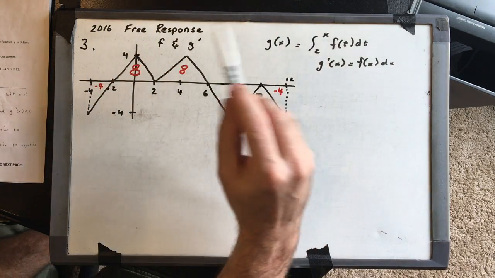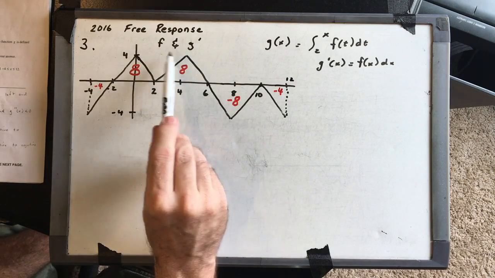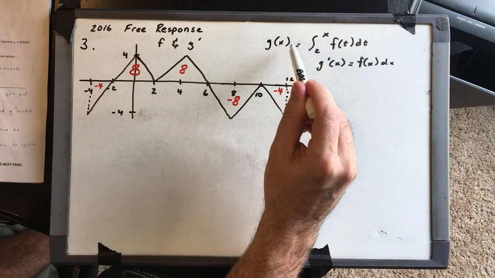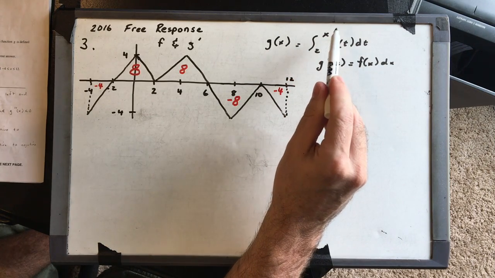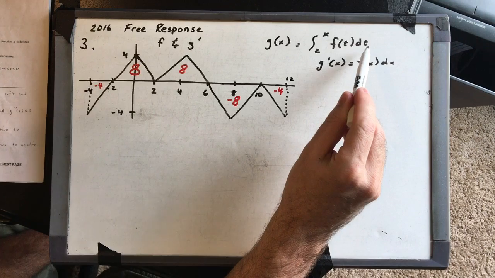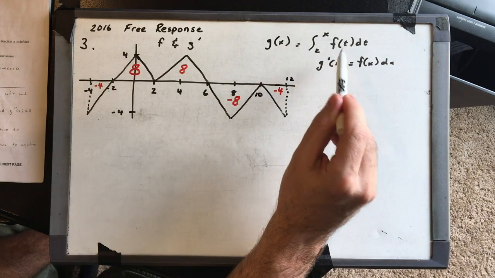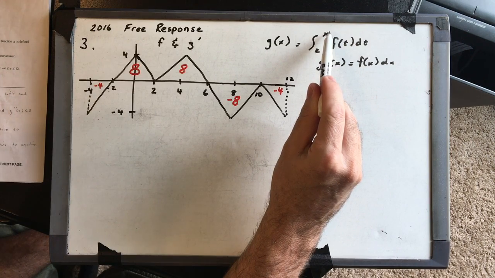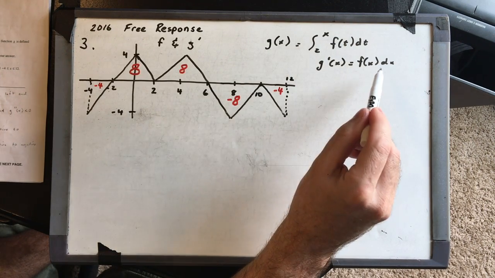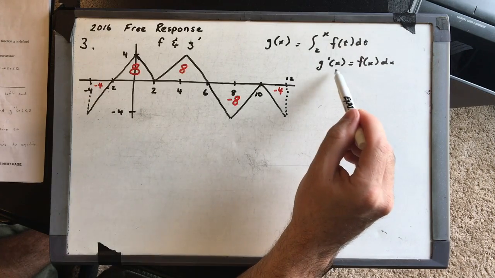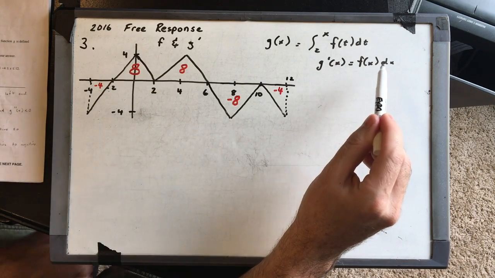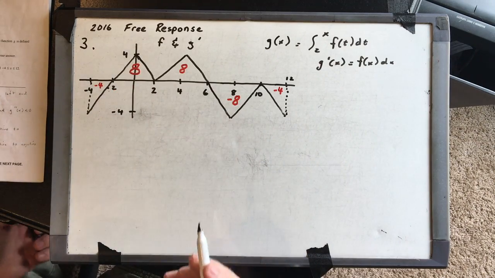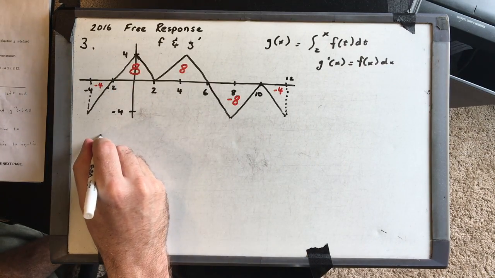Another thing to remember is this is a graph of f, but it's also a graph of g prime, because they tell us that g is equal to the integral from 2 to x of f of t dt. So to get g prime, we would plug in the upper limit and multiply by the derivative of that upper limit, which happens to be 1. So that just tells us that g prime of x is equal to f of x. So this is a graph of g prime, and that allows us to answer a lot of questions about g.